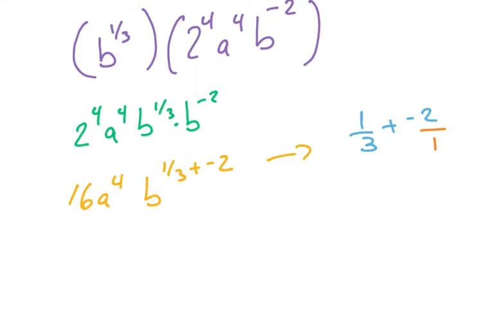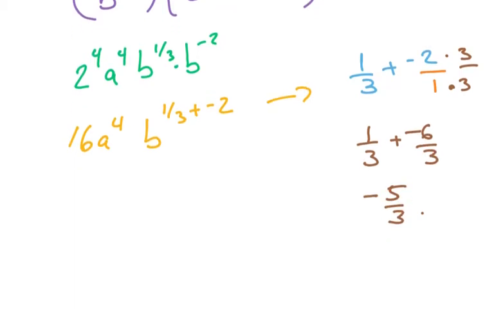and I'm going to use that color. Green again. Well, I think I've used all the colors, brown. Okay, multiply both the top and bottom by 3 to get rid of the fraction. So we have 1/3 plus negative 6 over 3, which is negative 5/3. So this becomes 16 a to the 4th, b to the negative 5/3.